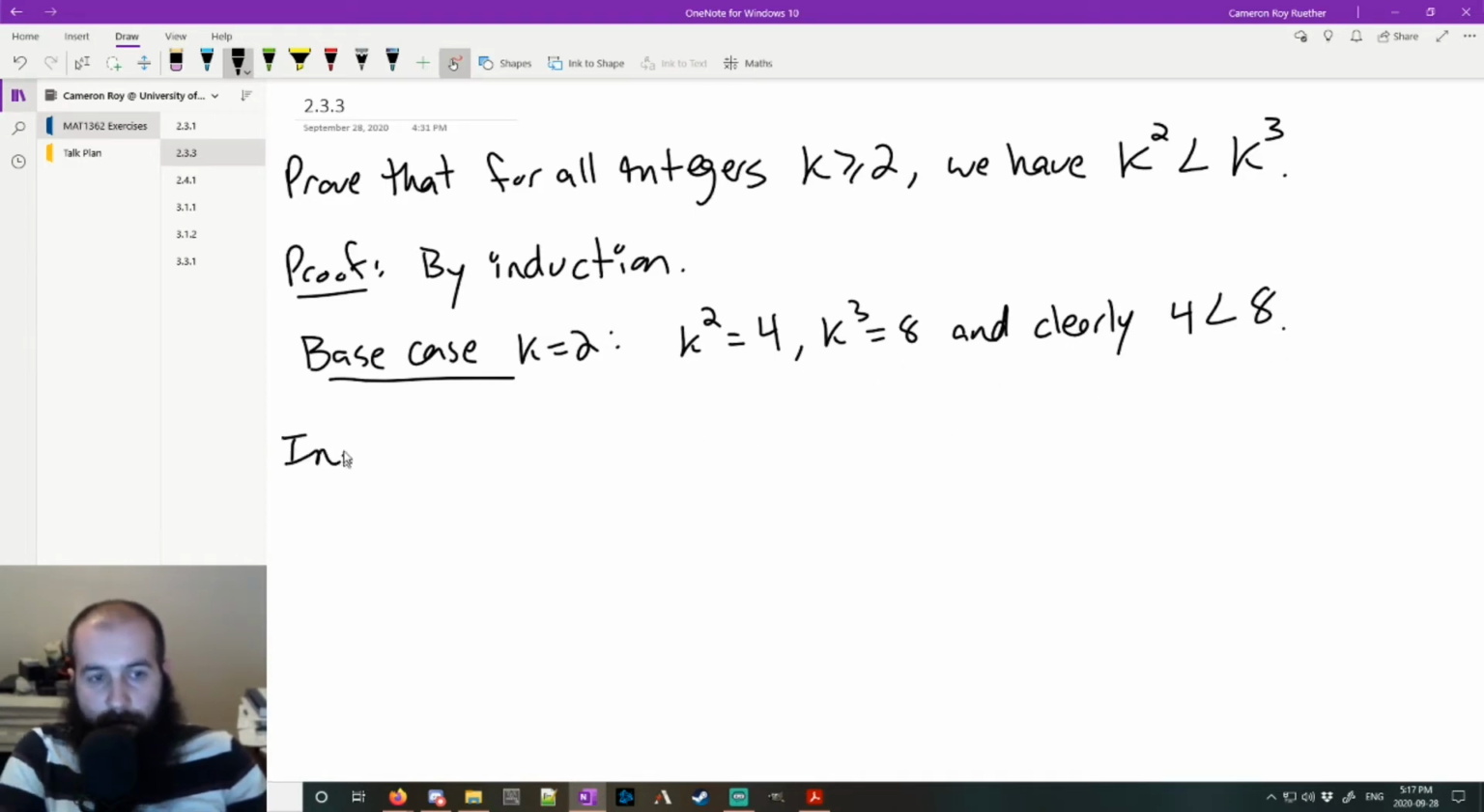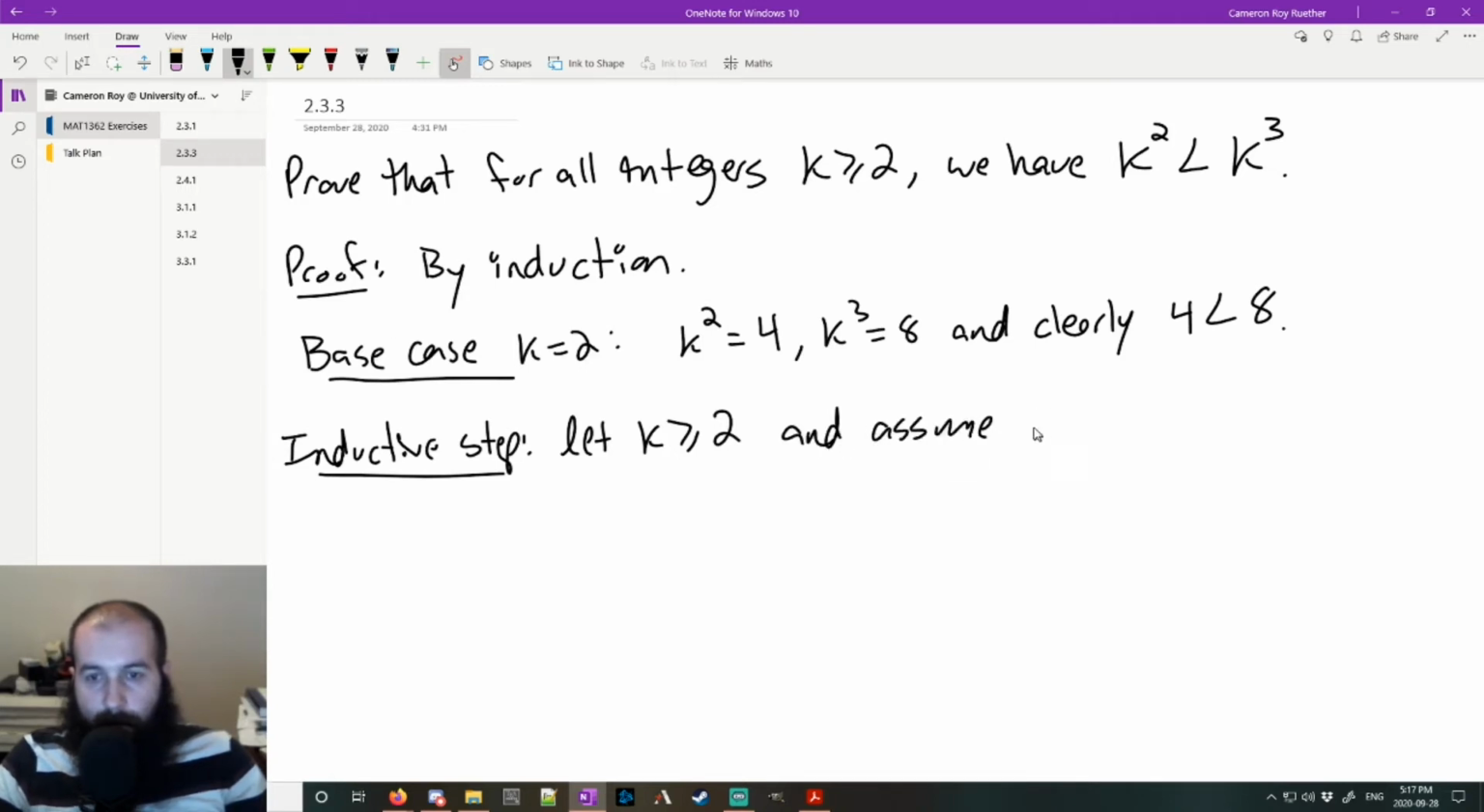For our inductive step, we let k be greater than or equal to the base case, which is 2 in this example, and we assume the statement at k. So we assume that k squared is less than k cubed. This means, by definition, that k cubed minus k squared is natural.